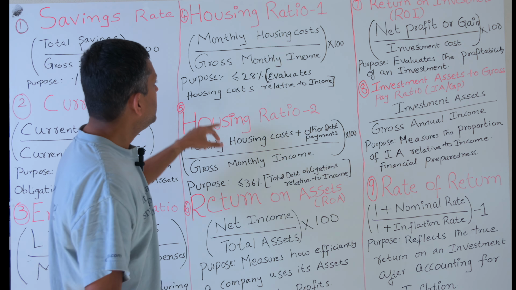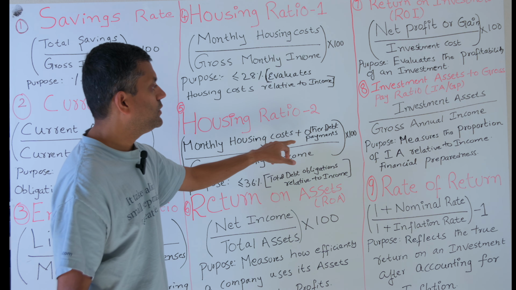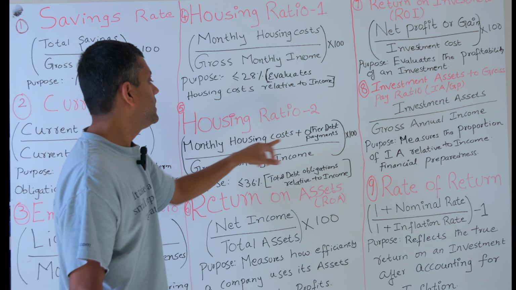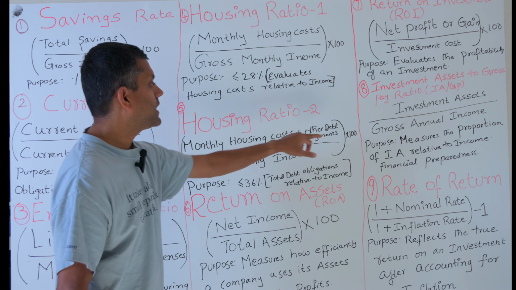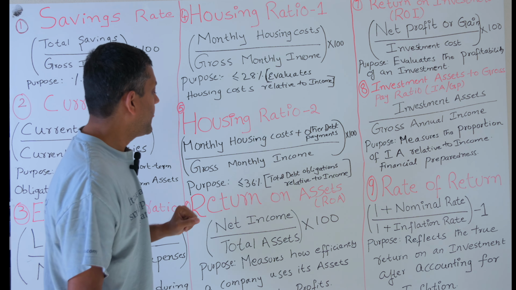Housing ratio 2. You take housing ratio 1, monthly housing costs, PITI, plus your other debt payments, divided by your gross monthly income times 100. The value should be less than or equal to 36%.